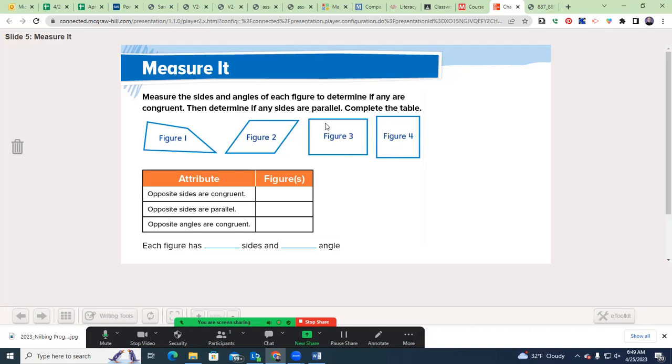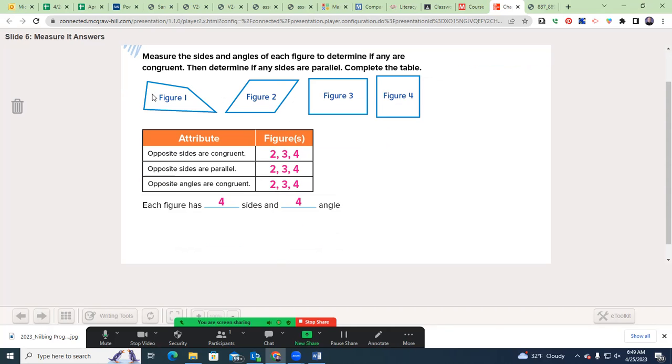Rulers are necessary to figure out if the opposite sides are congruent by measuring them, and make sure you measure with the ruler at the corners, right at 0, so that you don't have an easy error. So let's look and see what they had here.